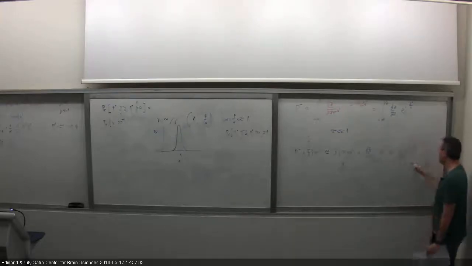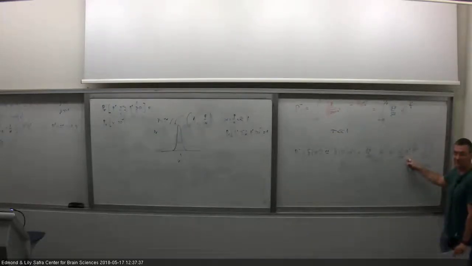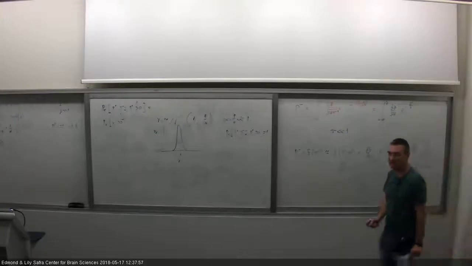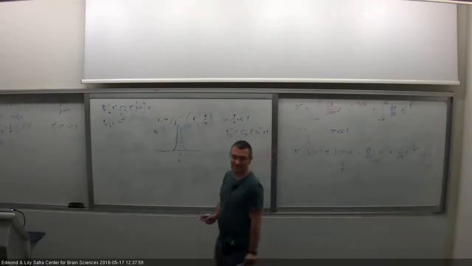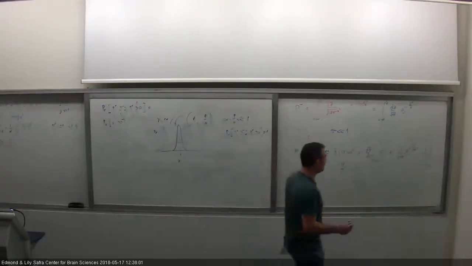So what's the value of this term when sigma goes to 0? It's a Gaussian. We already know it's 0. And this is 0 times, well, infinite. Right? So what do we do? We use L'Hopital's rule. And it turns out that this is also equal to 0.